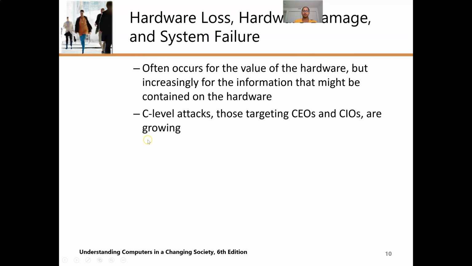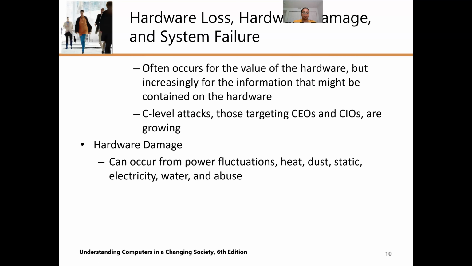I'm sure you would all have heard of C-level attacks. These are the attacks which are targeted at the executive level of any organization, say CIOs, CFOs, CEOs. CFOs, the chief financial officers, are the highest ratio of people whom the attackers target.